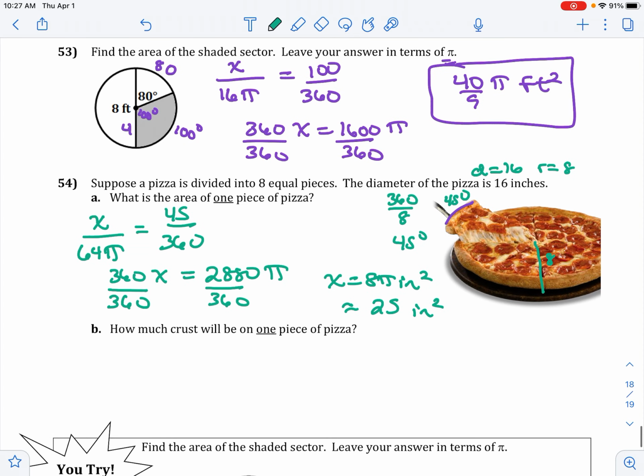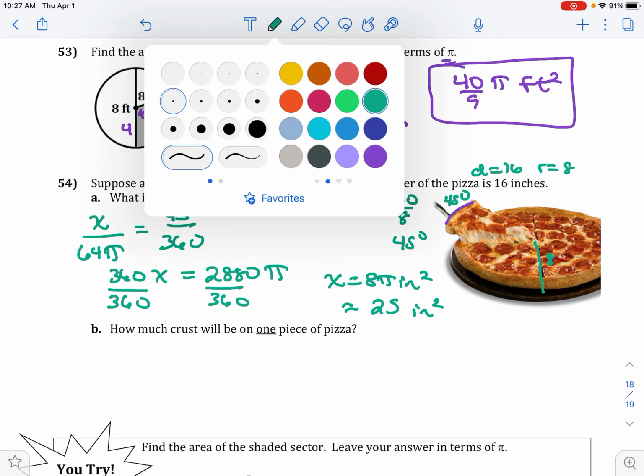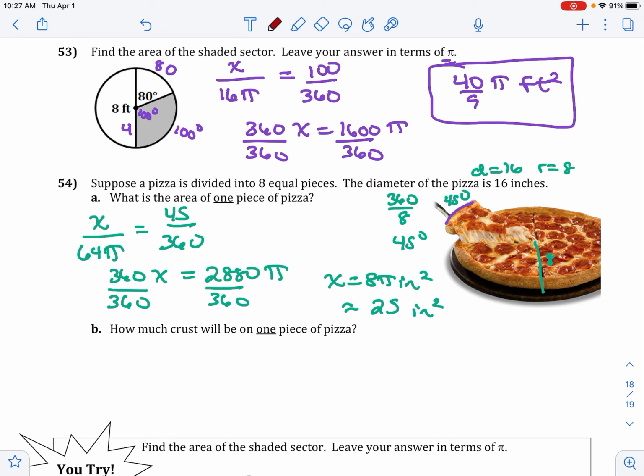Okay, now some people throw away the crust, which I think is terrible. I love the crust. So let's see how much crust will be on one piece of pizza. So now we're talking arc length. So now we're going to do x out of, now we need the circumference. So if the diameter is 16, circumference is going to be 16 pi. And then, of course, we know the piece of pizza is a 45-degree arc out of 360.